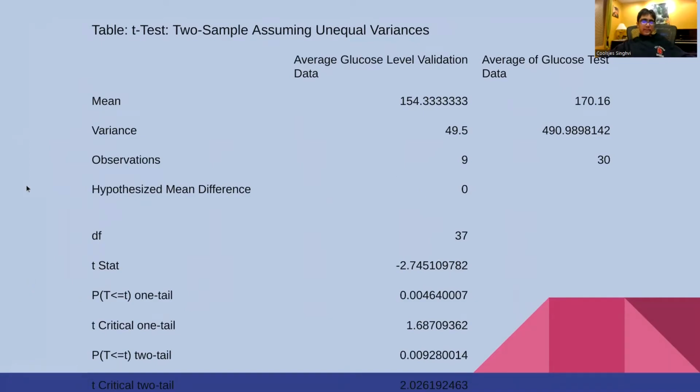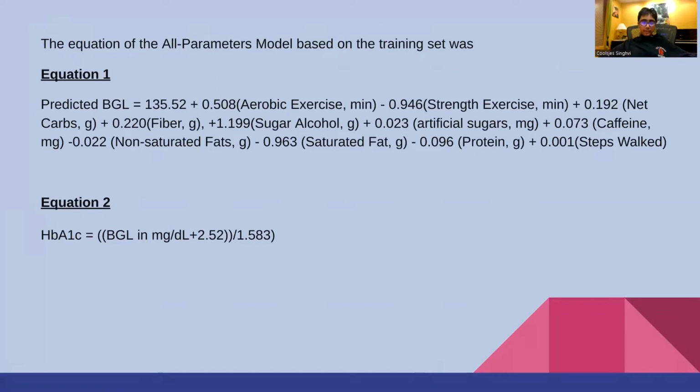Here's my table t-test with 2 samples assuming unequal variances. The alpha value was a little higher than the p-value, meaning that the 2 means were statistically different. Here's a personalized equation for the all parameters model. Of course, as different people use this, they will all have different equations as we are all different. But that is very accountable for as it is a linear equation and can be changed very easily.